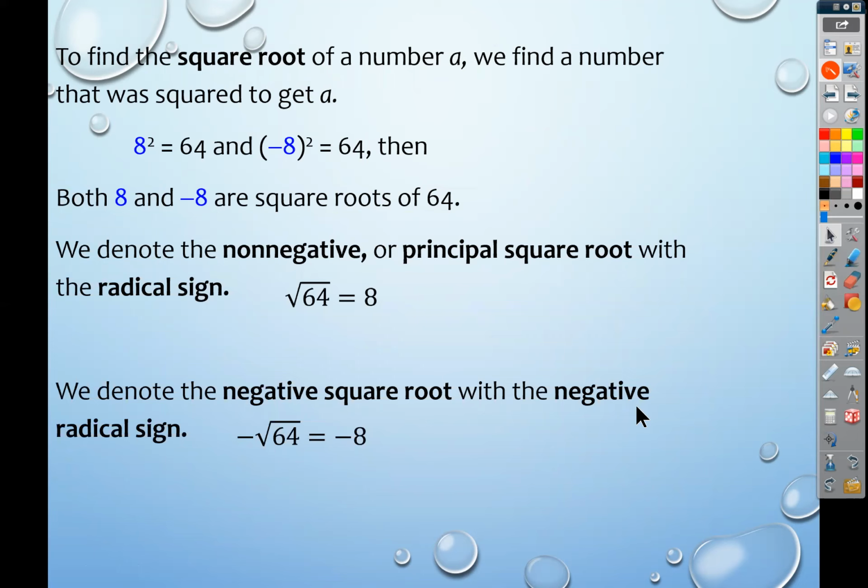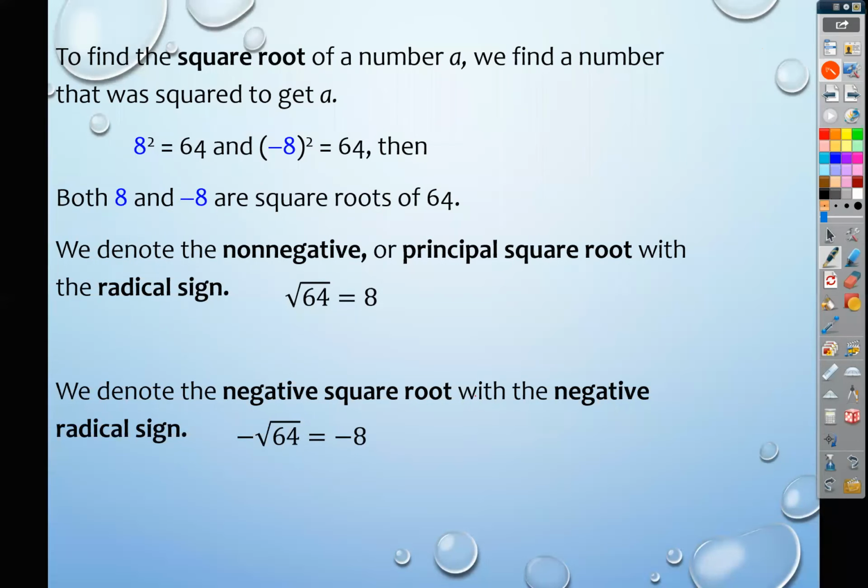We denote the non-negative or principal square root, the positive square root, with the radical sign. The square root of 64 equals 8. We denote the negative square root with a negative radical sign. So if the negative is in front of the radical, you say it's negative 8. You just carry it in front, and that works. But if you have a negative under the radical sign, that would be no solution because you can't have a negative under the radical sign.